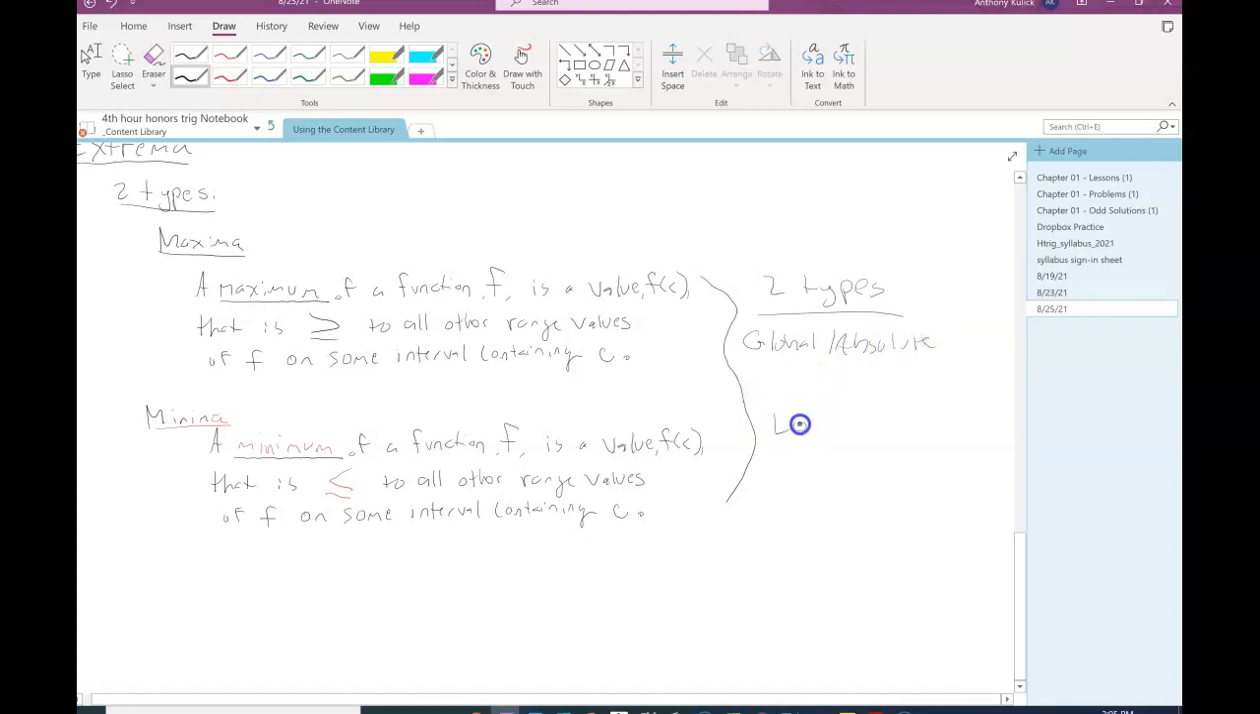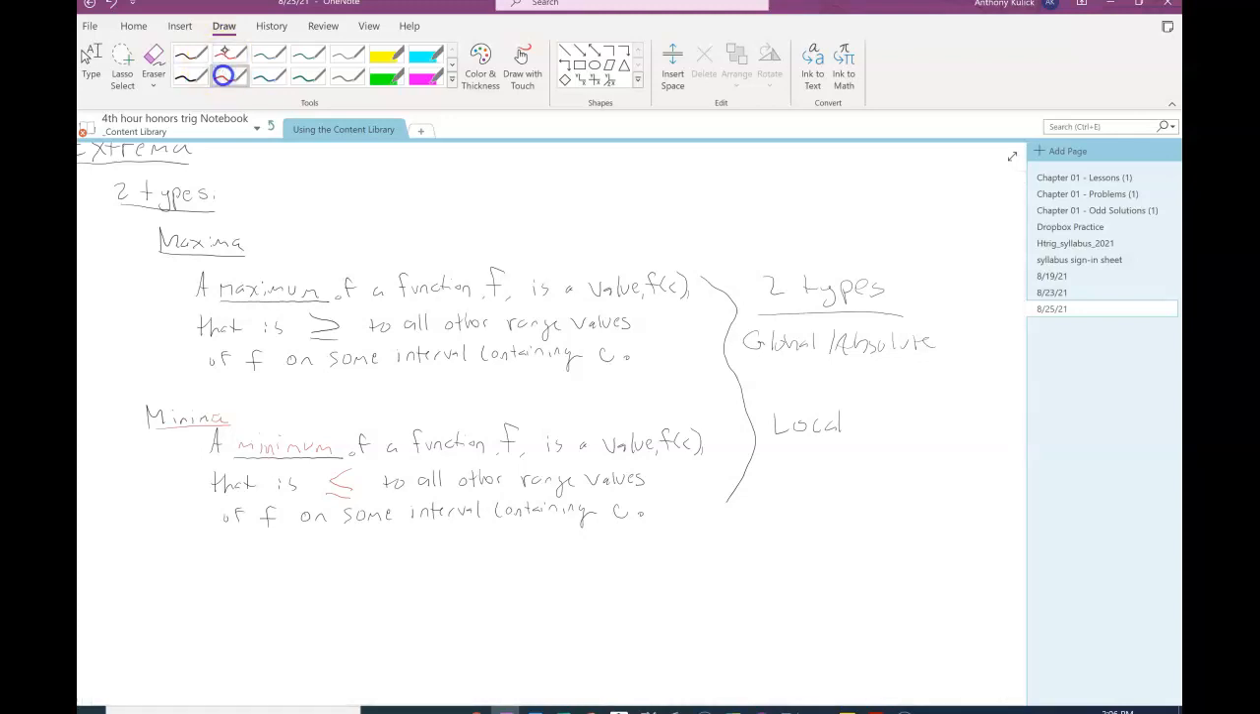And then there's local. So the global or absolute means that over the whole domain, that point is either highest or tied for first, or lowest or tied for last. Everybody's okay with that? A local is if I look at some little window, inside that little window, if I look at any subinterval, that thing would be a maximum or minimum inside of that little window, but might not be the biggest one or smallest one overall.